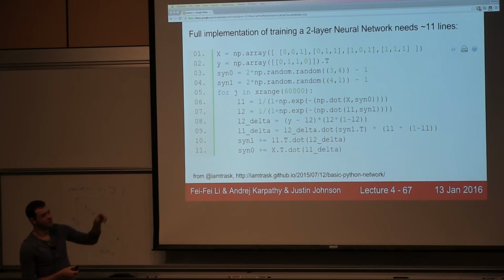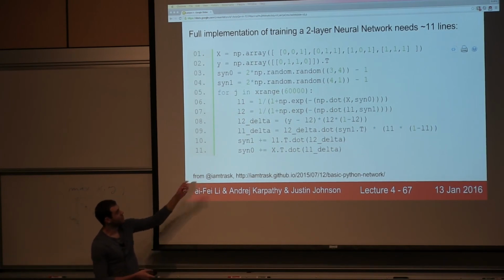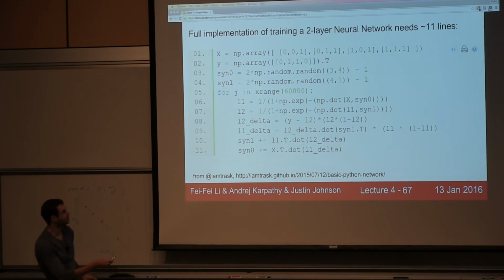And then syn0, syn1 are your weight matrices, weight 1, weight 2. I think they're called syn for synapse, but I'm not sure. And then this is the optimization loop here. What you're seeing here is we're computing the first layer activations, but this is using a sigmoid nonlinearity, not a max of 0 and x. And we'll go into a bit of what these nonlinearities might be.